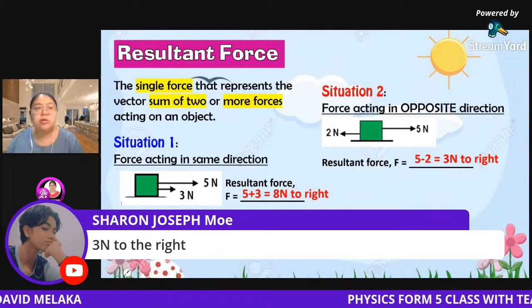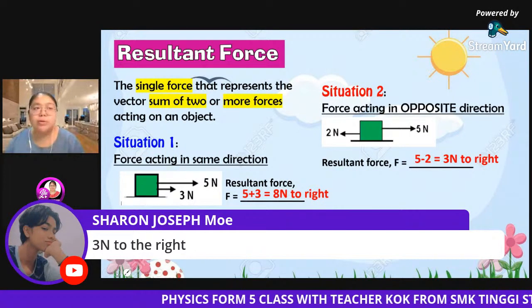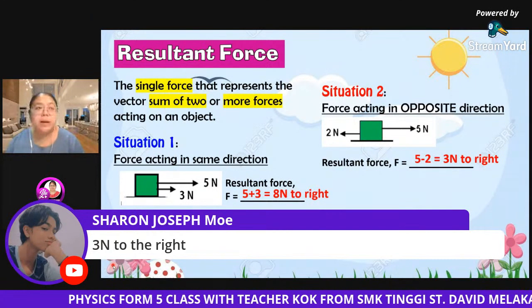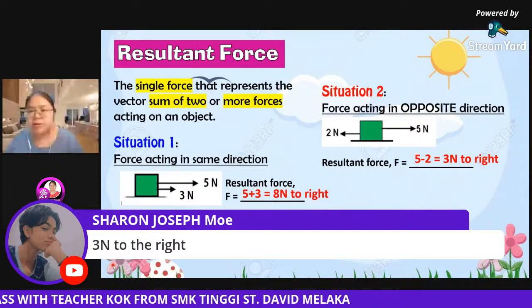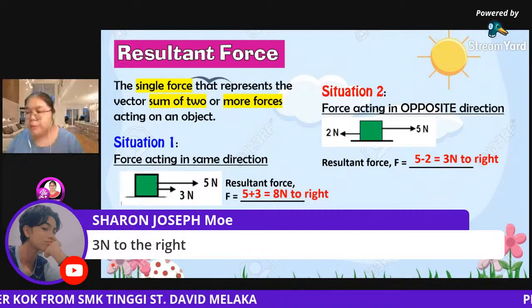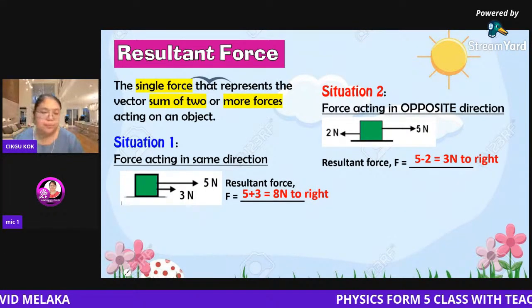Okay, 3 Newton to the right. Okay, 3 Newton to the right. Although I know there's a 3 Newton, but your answer must be full. So Sharon, they show that there's a 3 Newton to the right, so it should be correct. It must be the full answer. Okay, so we go to the next part.